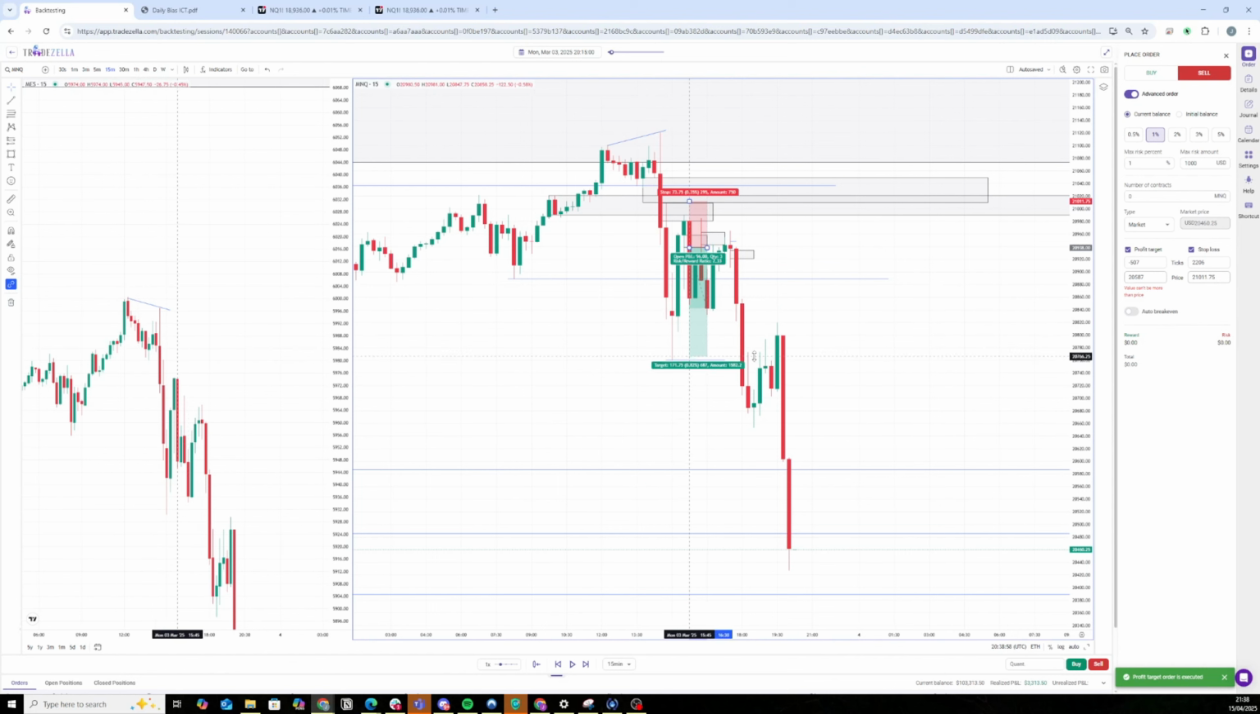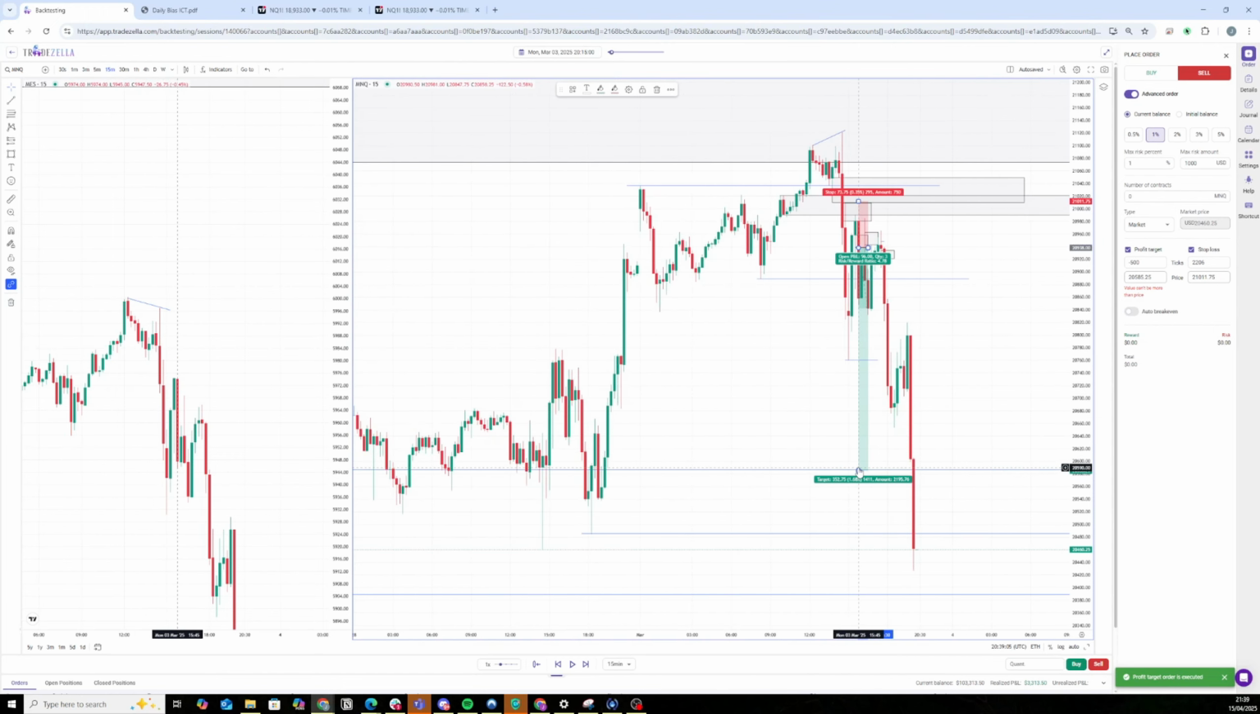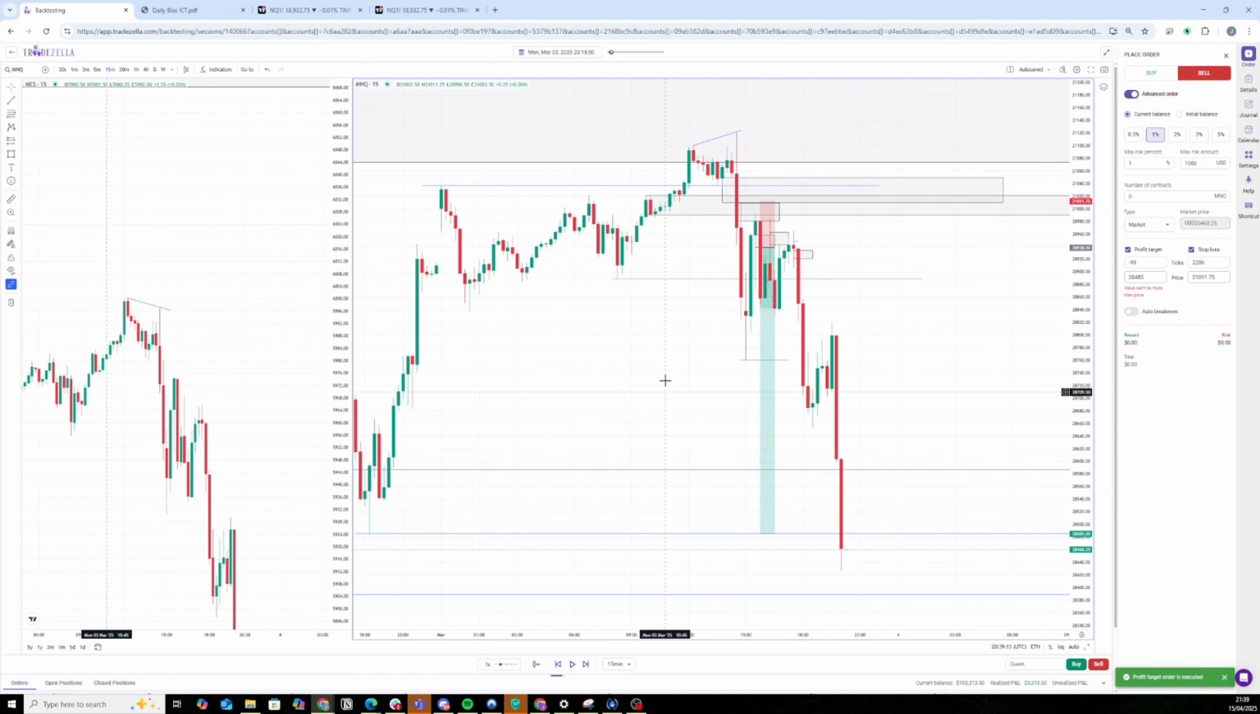First TP was here at 122, and then down. I think I actually put the wrong take profit. Oh yeah, it was supposed to be a lot bigger. Our take profit was supposed to be here, so we got a 1 to 4, but we should have got 1 to 6. But would I actually hold that long in real markets? Yeah, probably, depending on the higher time frame.